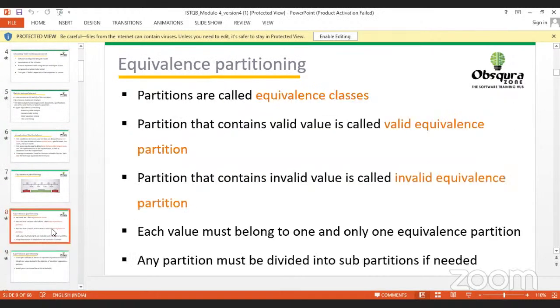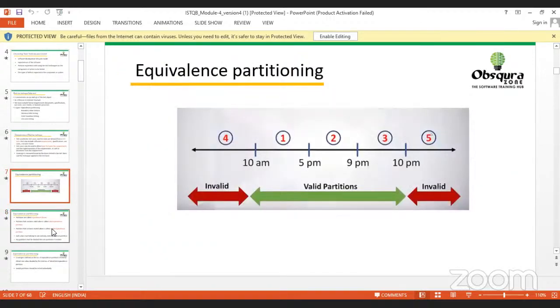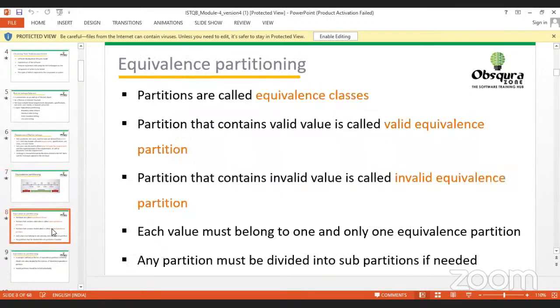Now we'll go through the theory portion. The partitions we have mentioned in the diagram are called equivalence classes. The partition that contains valid values is called a valid equivalence partition, and the partition that contains invalid values is called an invalid equivalence partition. Each value must belong to one and only one equivalence partition, and any partition must be divided into subpartitions if needed.